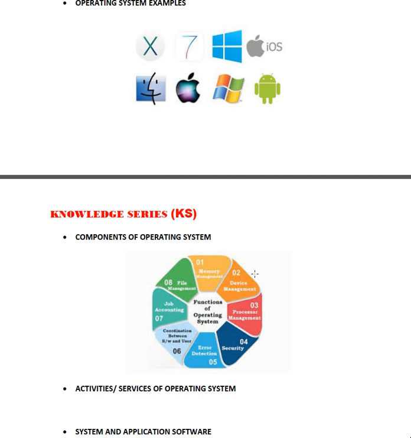Now there are some components of the operating system. Let us see. When we talk about the components of the operating system, there are different components: memory management, device management, process management, security, error detection, job accounting or scheduling, and file management. So there are several managements. When we talk about process management, a process means a program in execution.